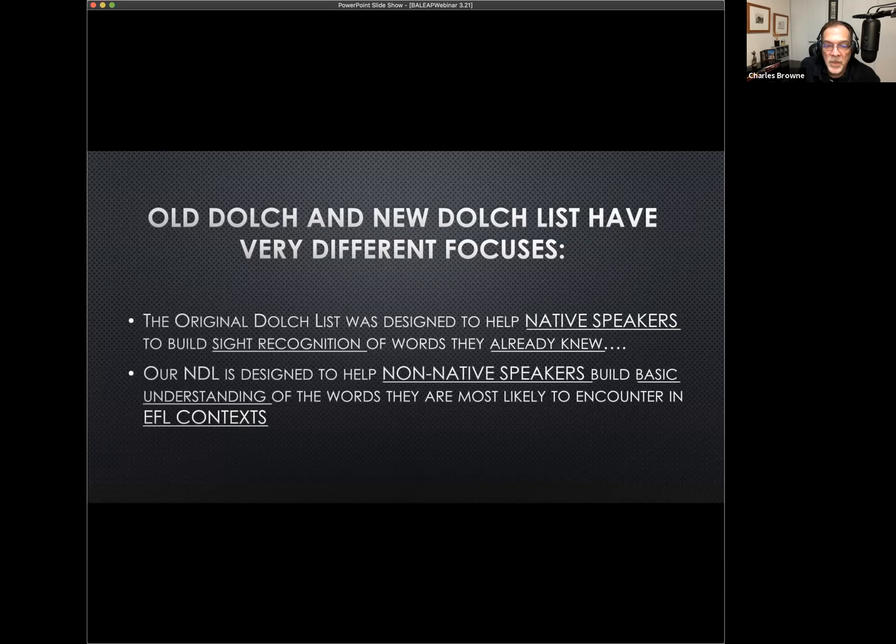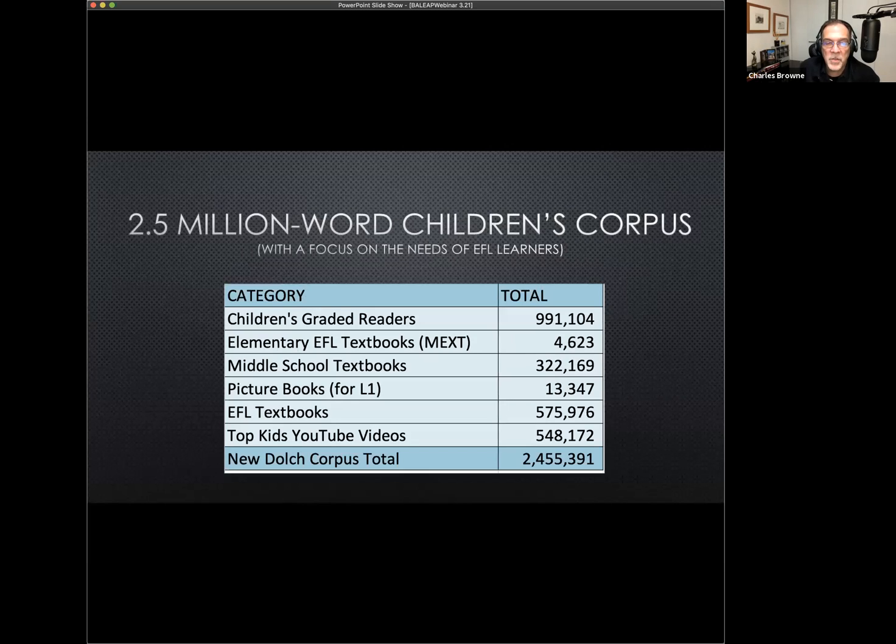and so the corpus reflects that. And we're focusing less on sight recognition, and more on basic understanding of the words as a first step. And that's where the difference lies. Currently, the version 1 of our NDL is about 2.5 million words.